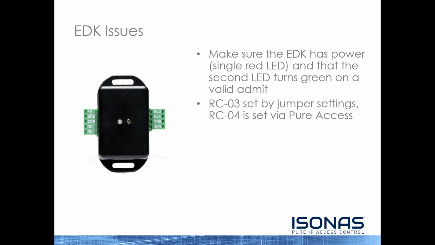The RCO3 is set by jumper access and the RCO4 is set via Pure Access. So the RCO4 utilizing an EDK has to be connected to Pure Access in order to tell it that it has an EDK. If your second LED is flashing amber, then your wiring is wrong.